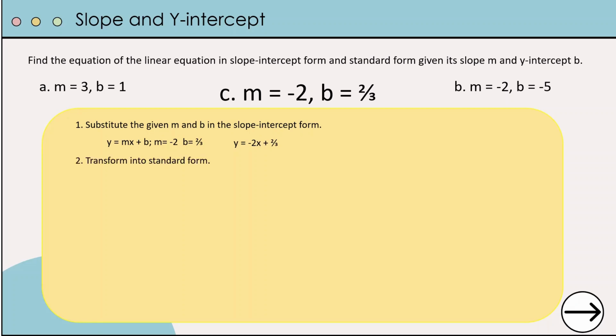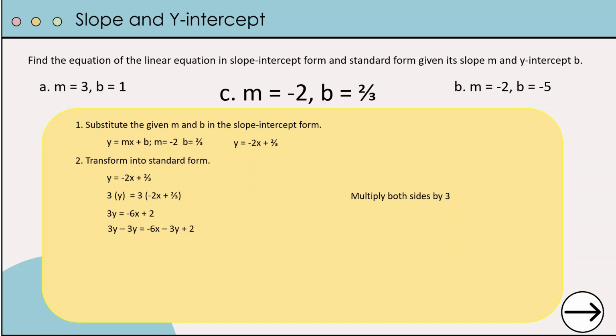Our second step is to transform into standard form. If you can notice y equals negative 2x plus 2/3, we have a fraction. In order to remove the fraction, we have to multiply both sides of the equation by the denominator, which is equal to 3. So we have 3y equals 3 times the quantity negative 2x plus 2/3. We simplify, this becomes 3y equals negative 6x plus 2.